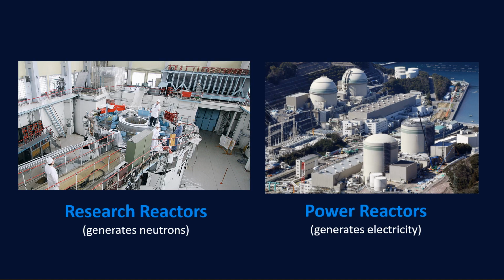We have two types of nuclear reactors. The first one is your research reactors, which generates neutrons for the use of research in medicine, in agriculture, etc. The second type is your power reactors, which generates electricity. And for this lesson, we are going to focus on your power reactors, the one that is more commonly known as your nuclear power reactors, or your NPP or NPR.